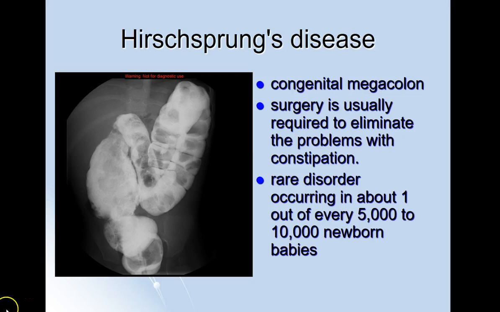Here's a picture of Hirschsprung's. And again, remember, this is congenital, so you're born with this. Generally, we need surgery to help repair Hirschsprung's disease, but it is pretty rare, only occurring in 1 out of every 5 to 10,000 births. So with Hirschsprung's disease, there are no nerves in the rectum telling you when it's time to go to the bathroom.